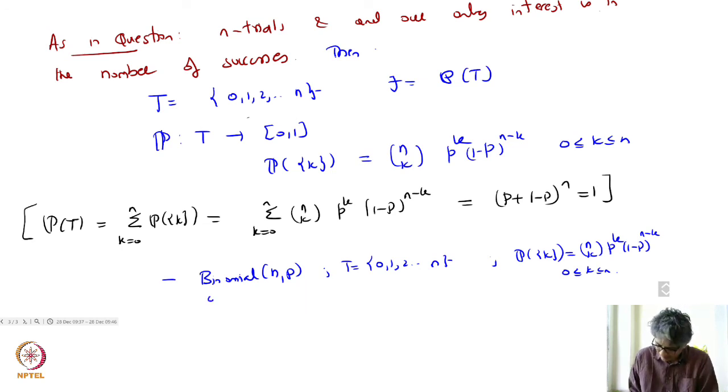So p is within 0 and 1. So this is the third distribution we have learned now. First was uniform, then Bernoulli p, now binomial n, p.